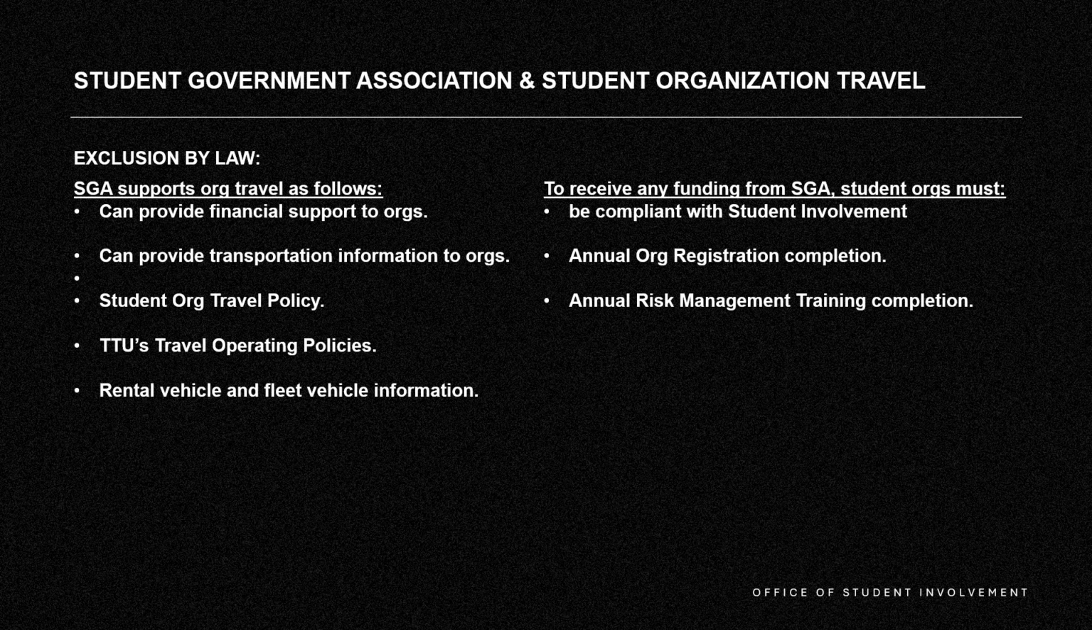To receive any funding from a student government association, a student organization must be compliant with our Office of Student Involvement, complete the annual organization registration, and of course complete the annual risk management training.